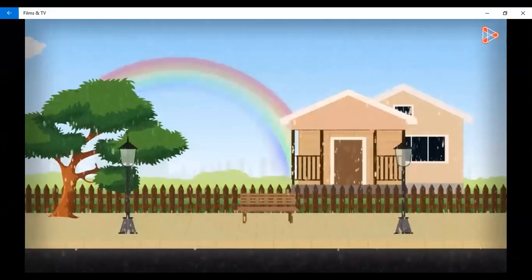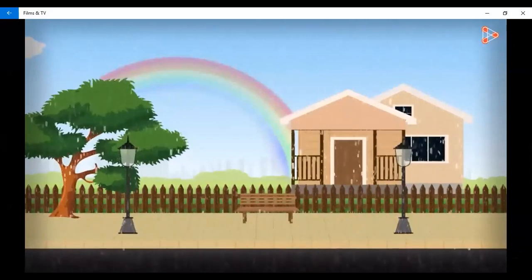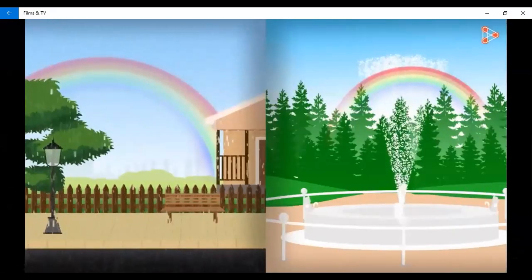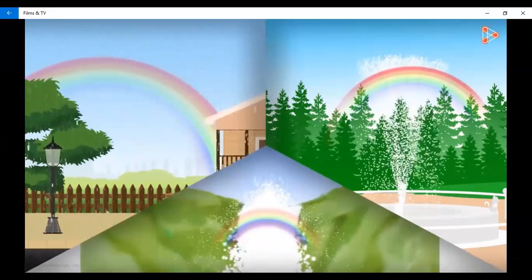Rainbows are one of the most beautiful sights in nature, and we usually see them on a rainy day. But you will be surprised to know that you can even see one on sunny days if you're near waterfalls or fountains. So what is really required for a rainbow to be formed?